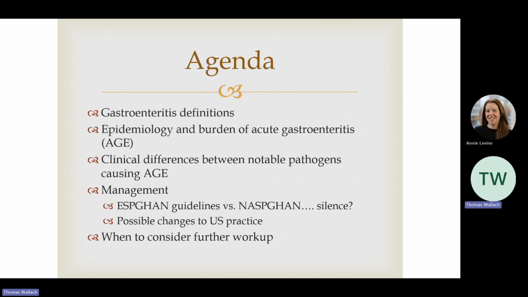So what we're going to do, we're going to talk about gastroenteritis definitions, epidemiology, and burden of acute gastroenteritis, clinical definition between notable pathogens that cause AGE, what the ESPGHAN guidelines versus NASPGHAN doesn't really say anything, and then changes to U.S. practice that we would suggest. And I'm going to go into some other stuff that I'll talk about more extemporaneously based off some work I did from things I discovered initially writing this lecture.